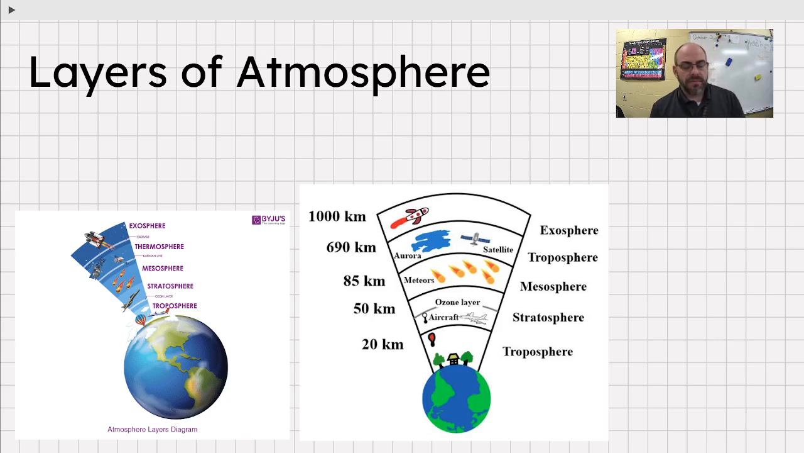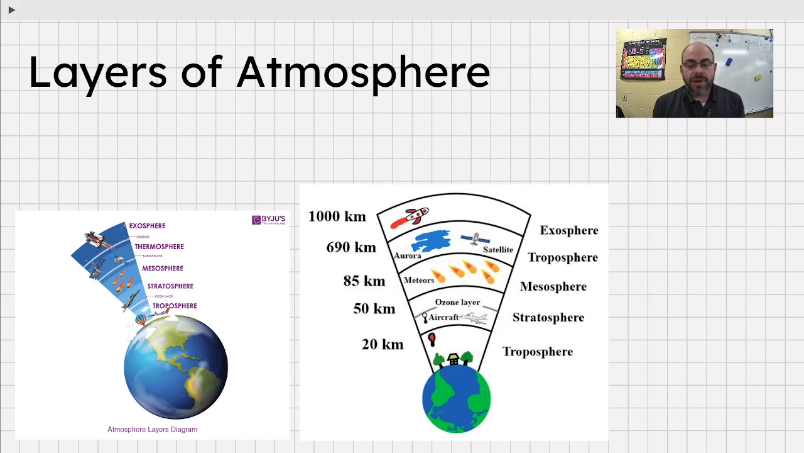Let's look at the layers of the atmosphere. So there's several layers of the atmosphere. You have the troposphere. This is the closest to the Earth. This is where you have weather and clouds and life. Temperature generally decreases with altitude. This goes up to around 20 kilometers or so.